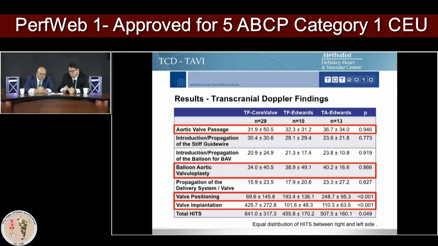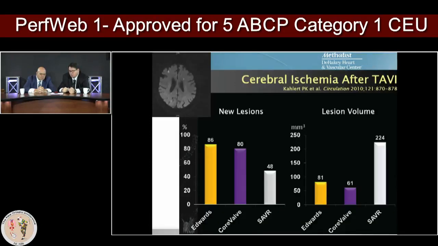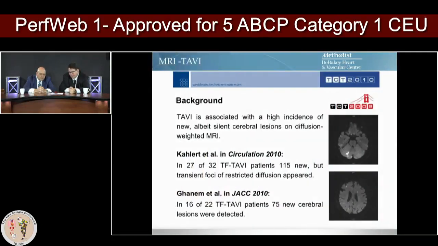So going back to the TAVR, this is when TAVR DWI lesions started to show up in 2009, 2010. Look at it, 86% of the patients had these DWI lesions. Wow. So compared to the surgical, which is about 50%, but definitely smaller lesions. And again, in Europe they were ahead of us, and we got this data from Germany, 2010.